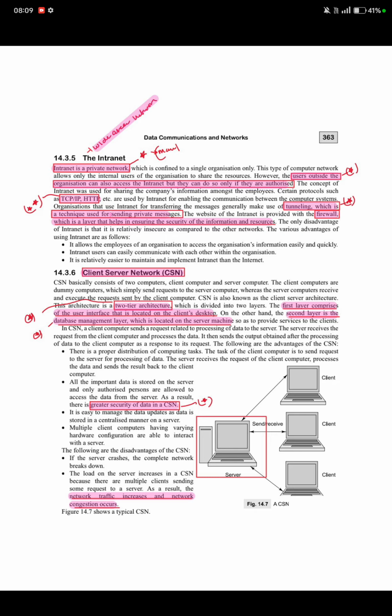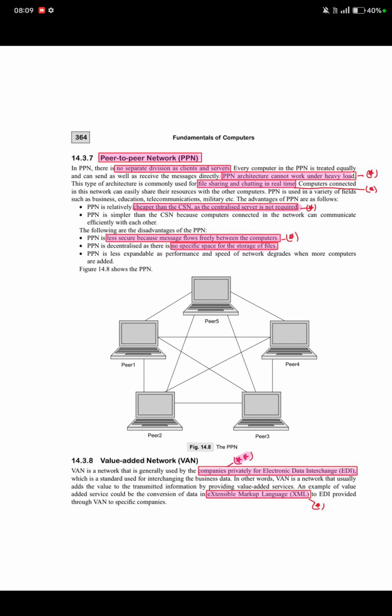Greater security of data in client server network. There is greater security of data. Network traffic increases and network congestion occurs. In the client server network, network traffic increases and network congestion occurs.